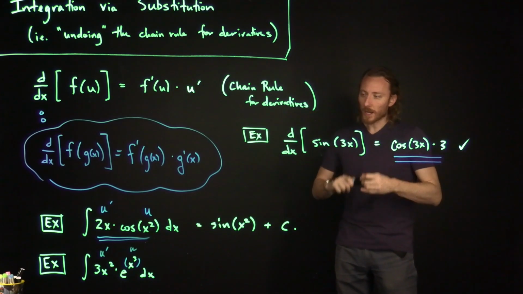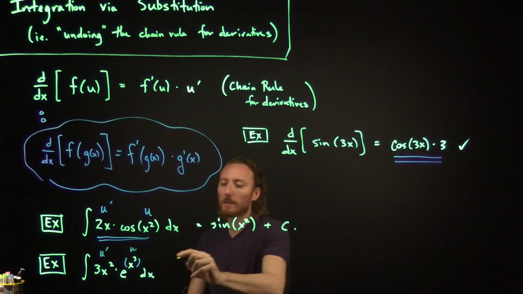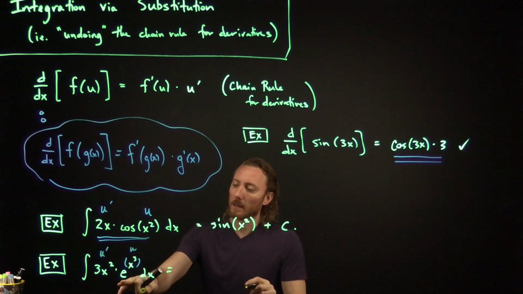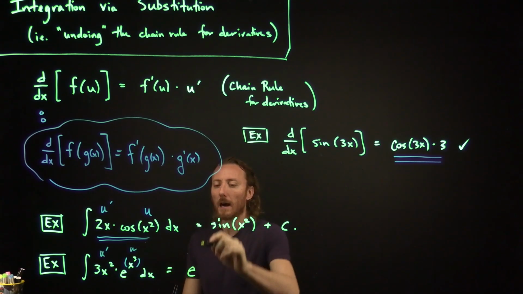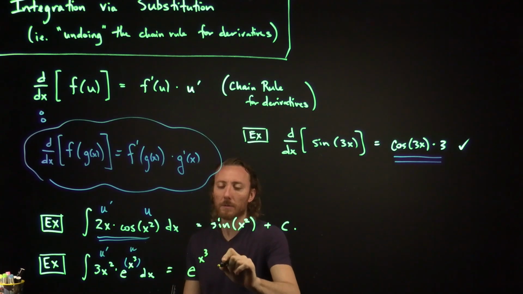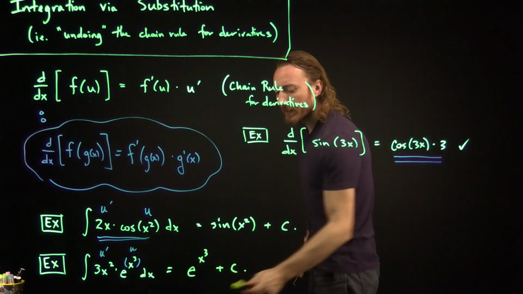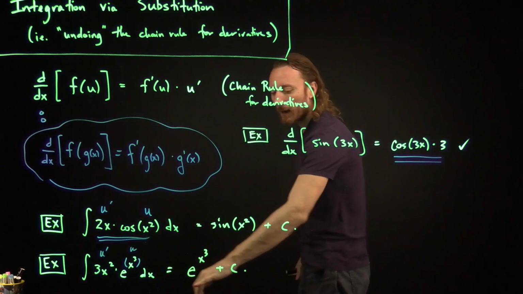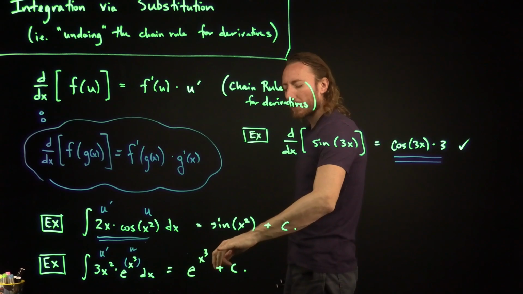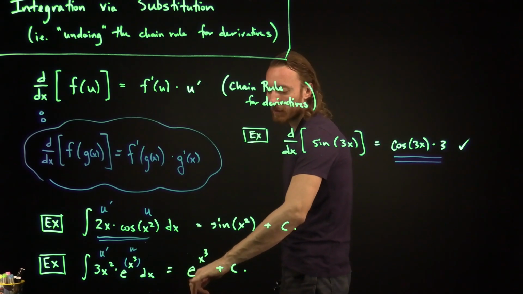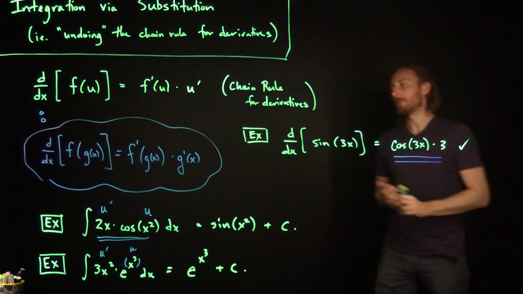So what function would have this 3x squared times e to the x cubed as its derivative? Well, that function would have to be the exponential function e, right? Because the derivative of the exponential function is just itself. But then what would be in the exponent but x cubed plus c by necessity, right? So if you were taking the derivative of this resulting expression, the c would drop off. When you take the derivative of the e to the x cubed, you would take the derivative of the outer function, leaving the inside function alone, e to the x cubed, multiplied by the derivative of the inside function, which would be 3x squared.